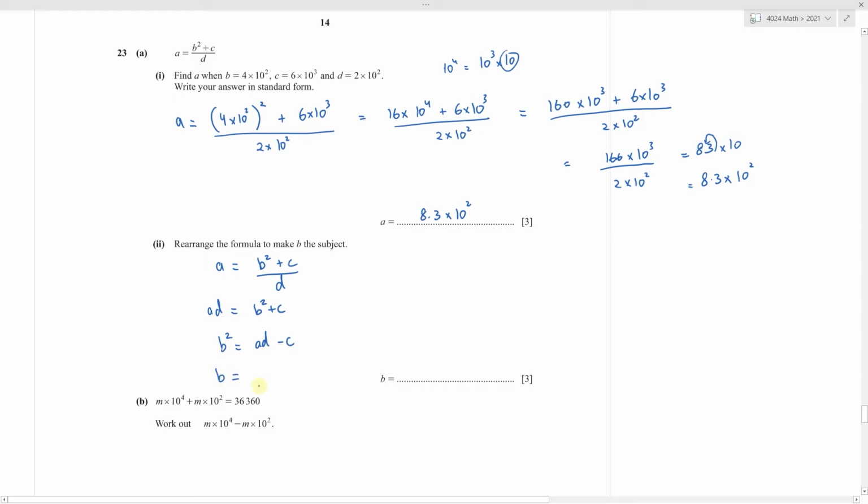Now I take the square root of this whole AD minus C to get the value of B, or make B the subject of the formula. So your B will be actually plus minus square root of AD minus C, since the square root value can be positive or negative.